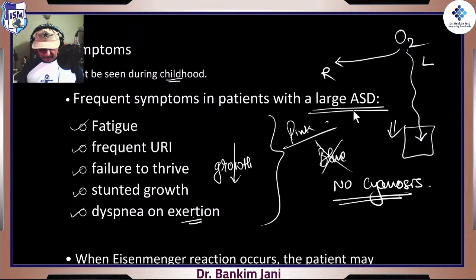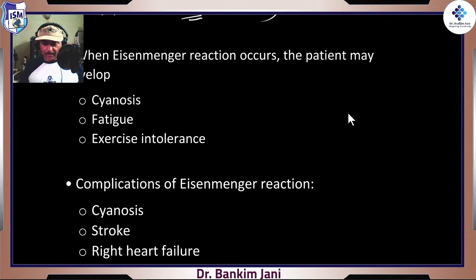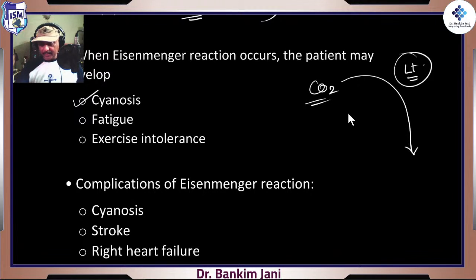Now when Eisenmenger occurs, obviously there would be cyanosis, because now deoxygenated blood has entered into the left side. When it has entered into the left side, it leads to cyanosis. Fatigue, no doubt about it, and exercise intolerance. Because whenever you exercise, you require a large amount of oxygen, and now you are getting a mixed one. So obviously your patient will complain that exercise is intolerable.